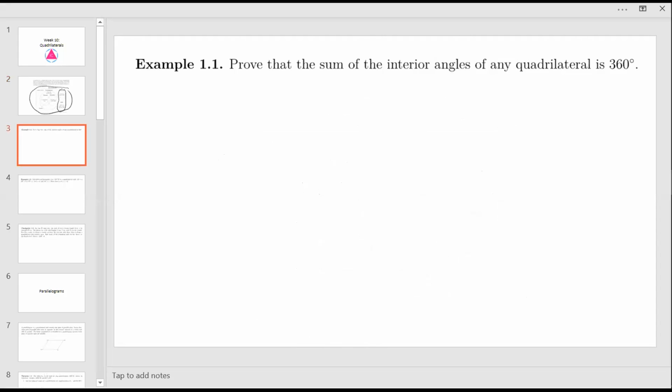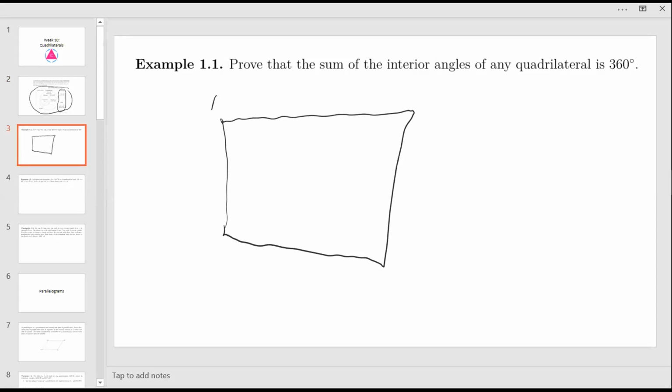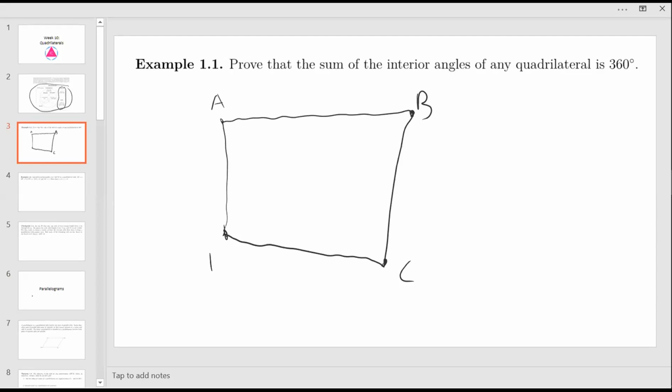So our first example is to prove that the sum of the interior angles of any quadrilateral is 360 degrees. So let me start out by drawing a quadrilateral. And let's draw the diagonals. Okay, but we can just draw one.